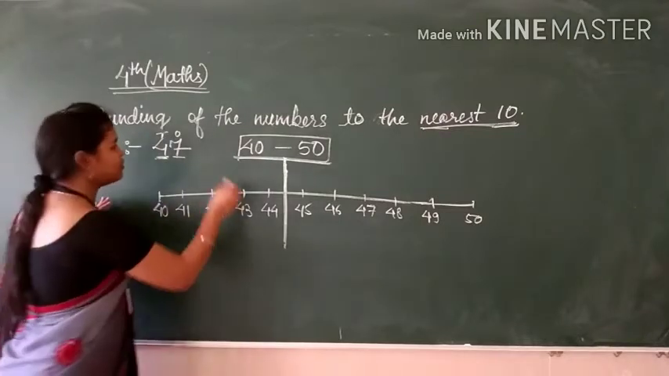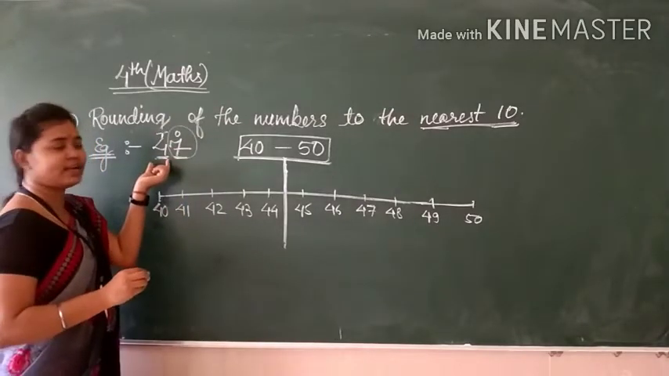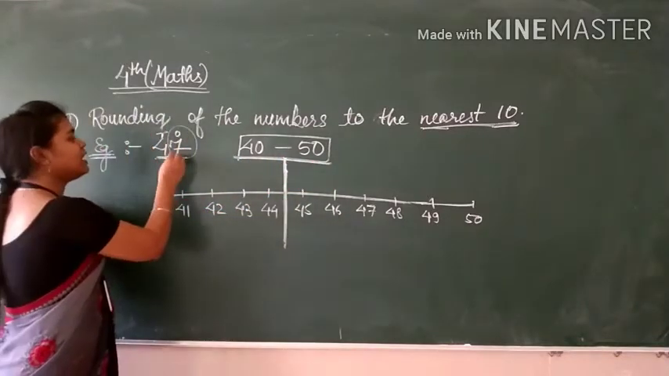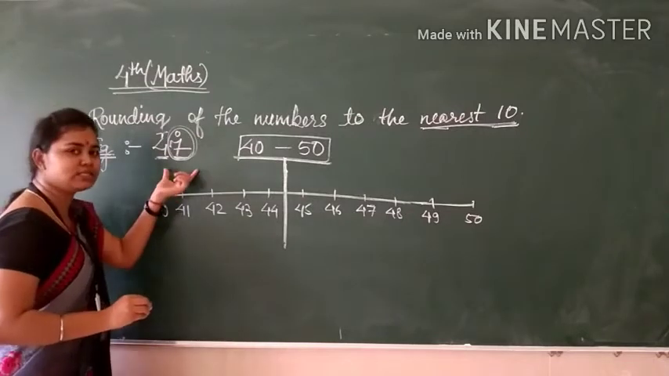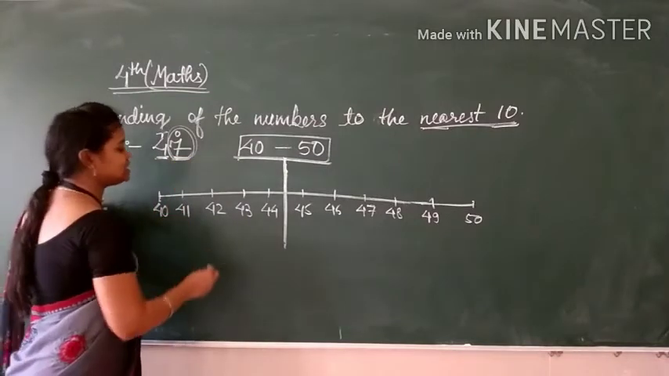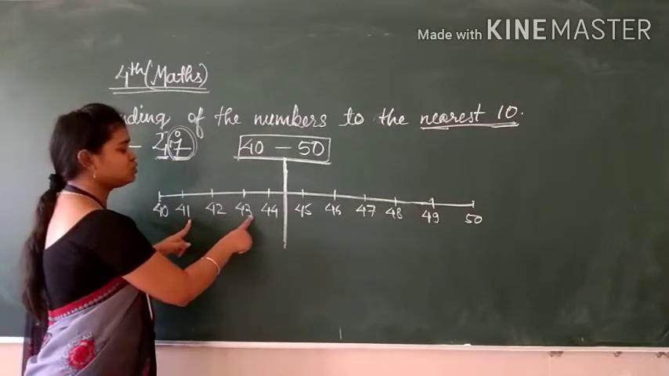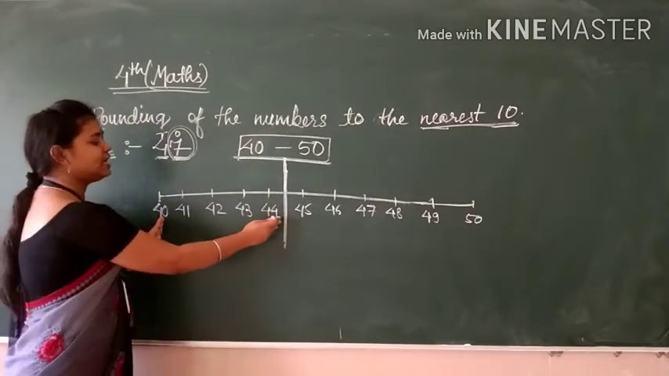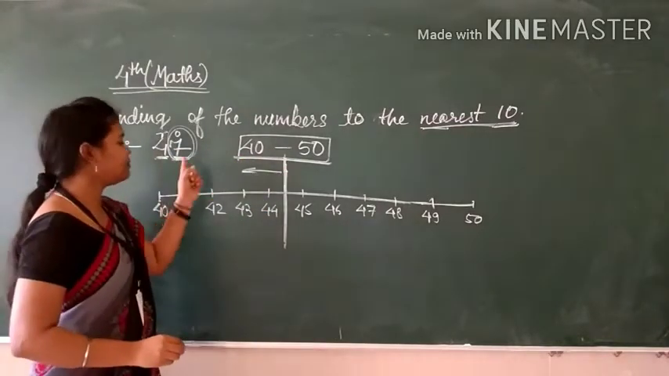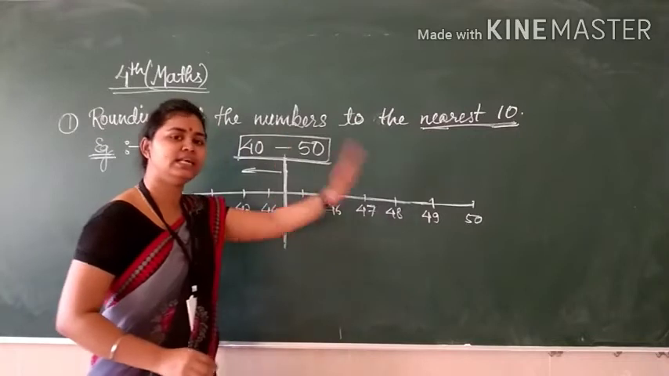So see, 4 and 7, ones place is 7. First we have made a range: 4 is there in tens, so 40, in between 40 to 50, 47 will come. Now we have to see the ones place of this given number. Ones place here is 7. So if the ones place is 1, 2, 3, 4 or 0, then it will come in the 40 range, this side, and if the number in ones place is 5 or more than 5, then we will take it to the next.